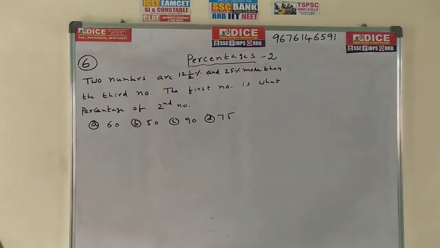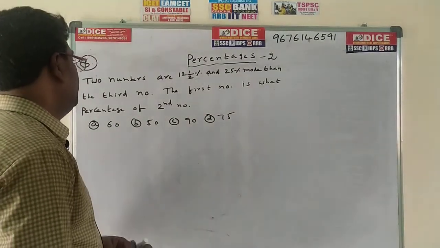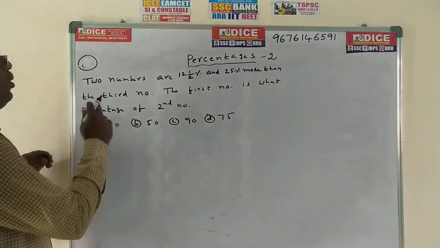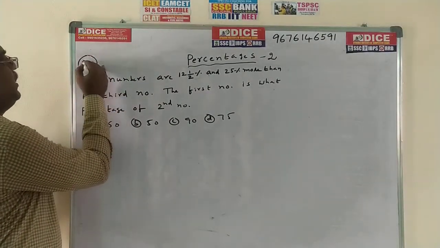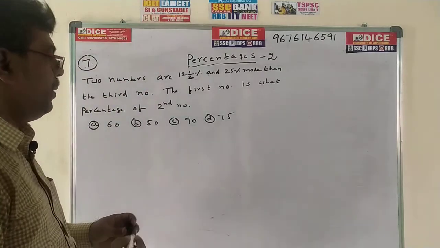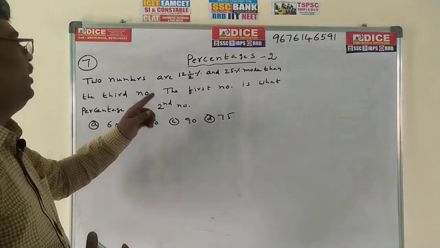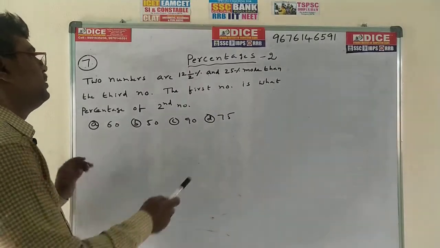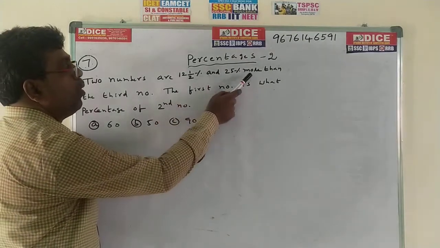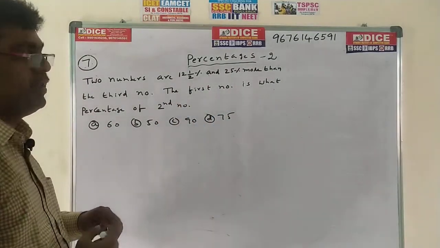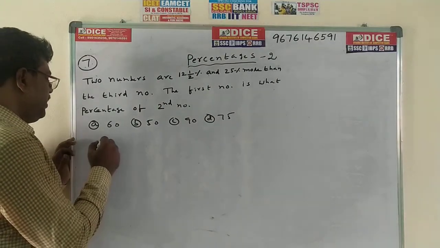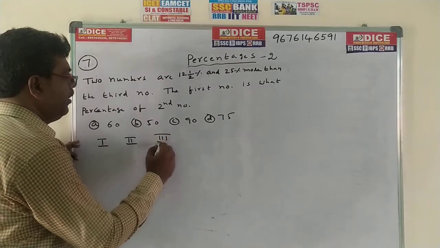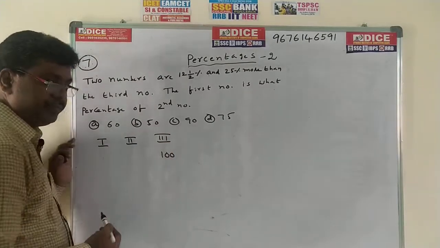Now come to the next problem, that is the seventh one. Two numbers are 12.5% and 25% more than the third number. The first number is what percentage of the second number? Now here it is 12.5% and 25% more than the third number. Once again there are three numbers: first number, second number, third number. Let us assume the third number as 100.